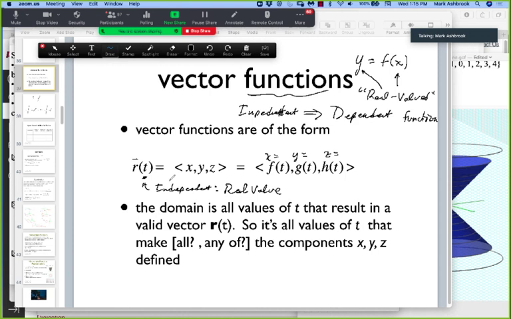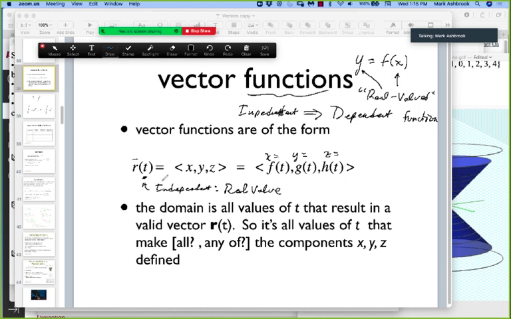Okay, so vector functions: the independent thing is a real value, usually t, and then for every real value, the function gives a vector. And the way the function gives a vector is by 3 separate real-valued functions of t for the x, the y, and the z.